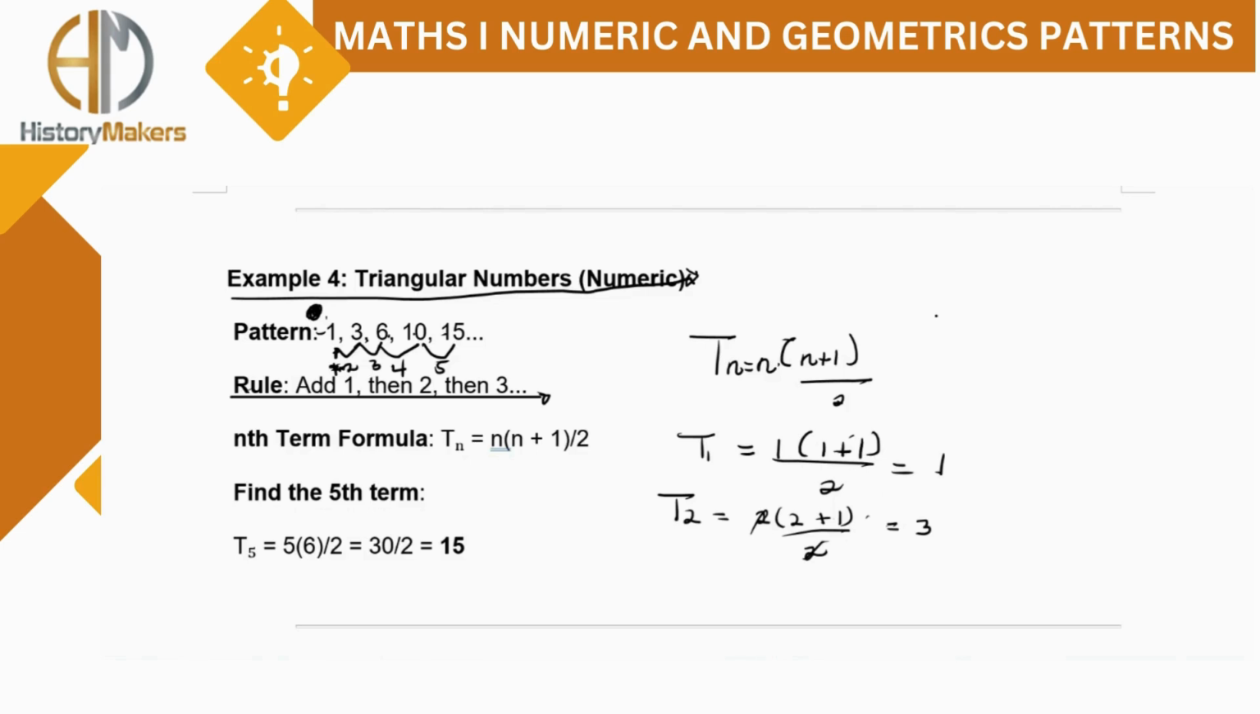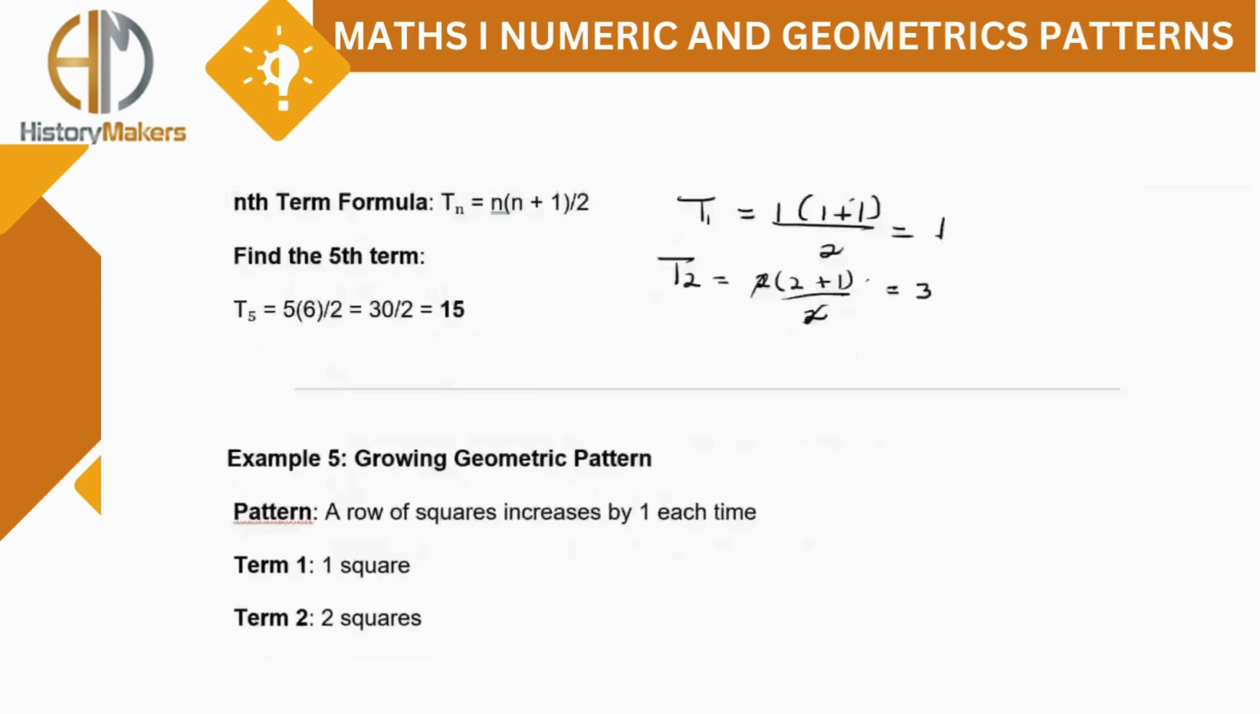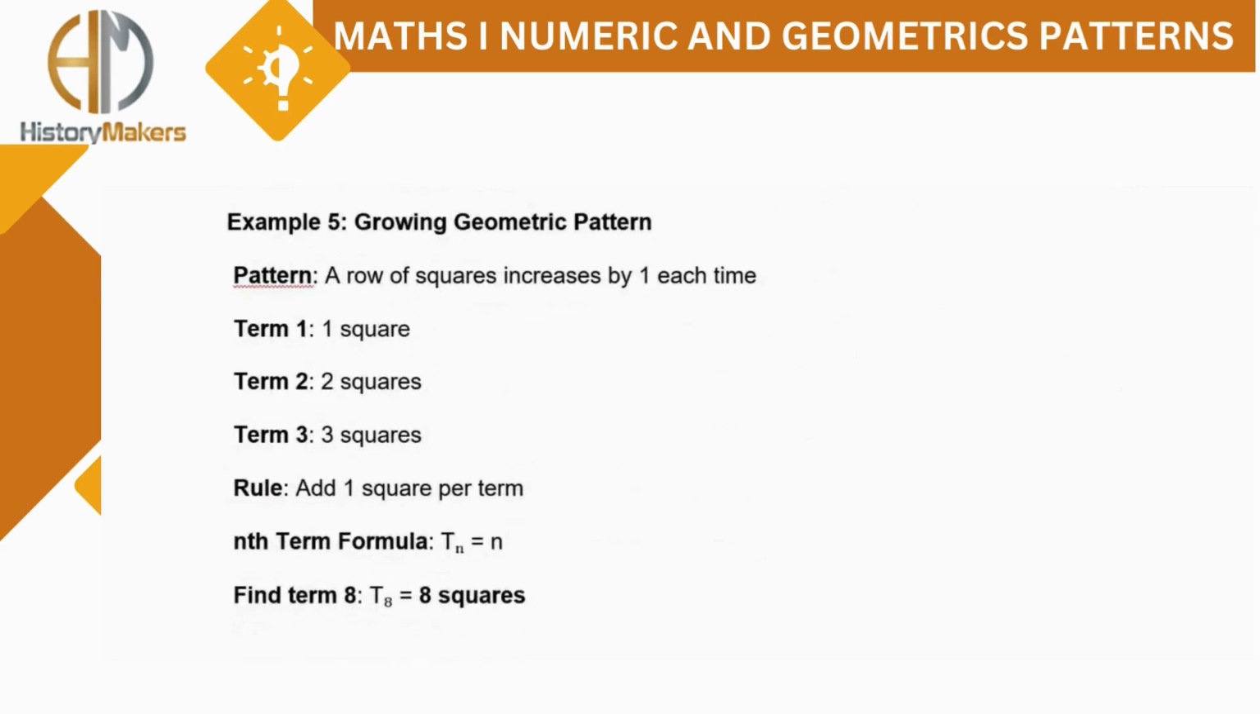We now have T5 as 5 times (5 plus 1) all over 2, which gives us 15. So our term number 5 will be 15, as we already have it there. Now let us go to example number 5, which is growing patterns.